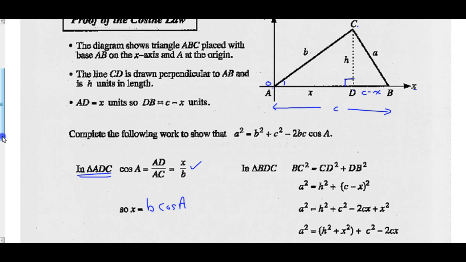In triangle BDC, we know Pythagoras' theorem states that the hypotenuse squared, BC squared, should equal the sum of the squares of the two sides, CD squared plus DB squared. So let's write in the things we know. We know that BC has a length of a, so a squared equals CD, which has a length of h, squared, plus DB, which has a length of c minus x, all squared.